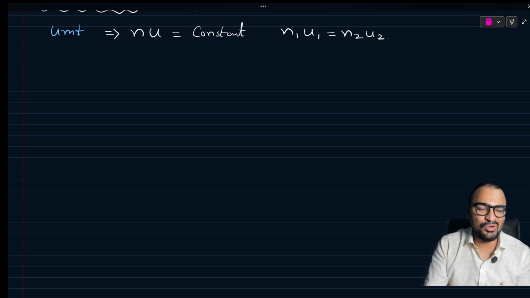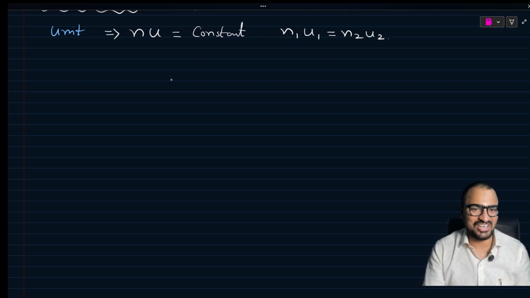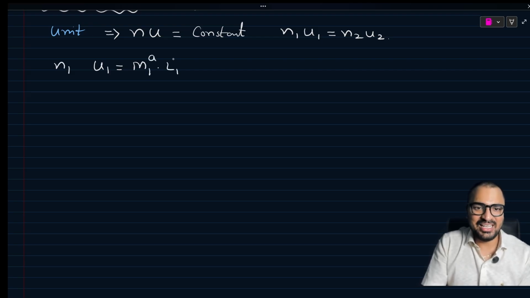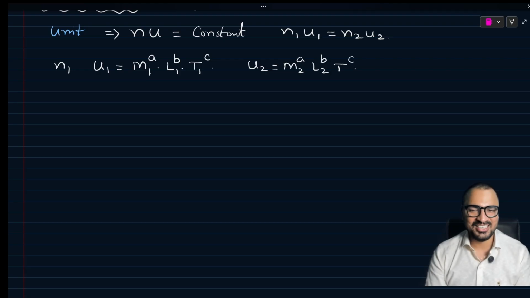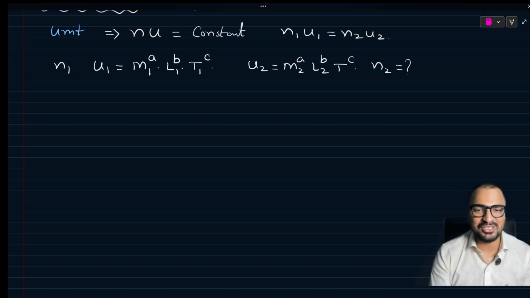For example, 1 meter equals how many centimeters. Suppose in one given system the numerical value is n1 and its units are m1 power a, l1 power b, t1 power c. In another system the units are m2 power a, l2 power b, and t2 power c. We have to calculate the value of n2.